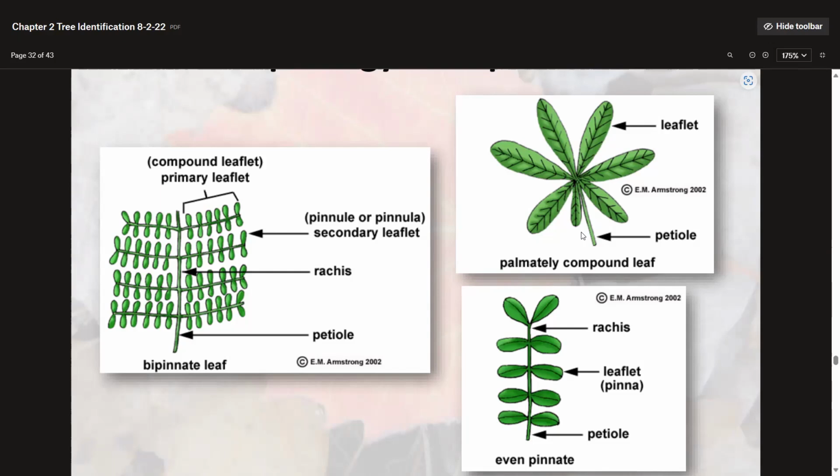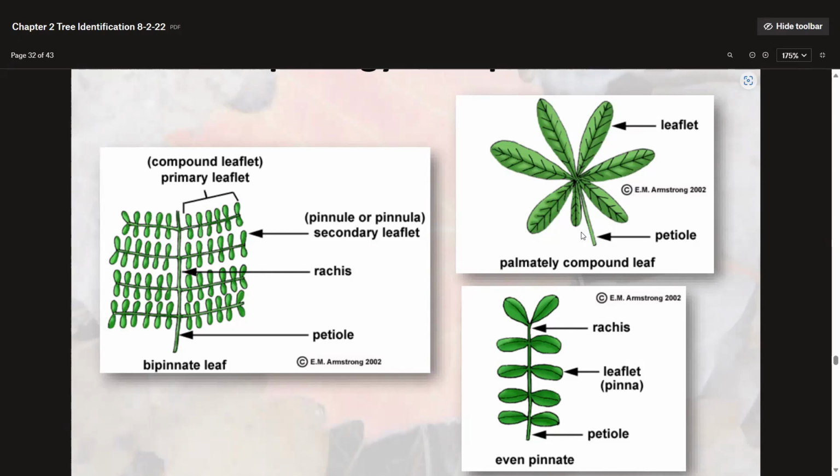If you're looking at your palmately compound leaf, palmate, what shape? Yeah, like the palm of your hand, right? It spreads out. And on that petiole, each one of those little leaflets comes off in a palm shape from your petiole, okay? So that's how you remember a palmately compound leaf.